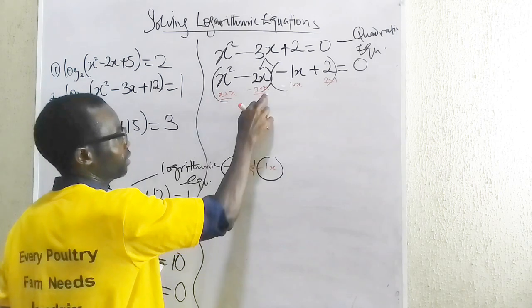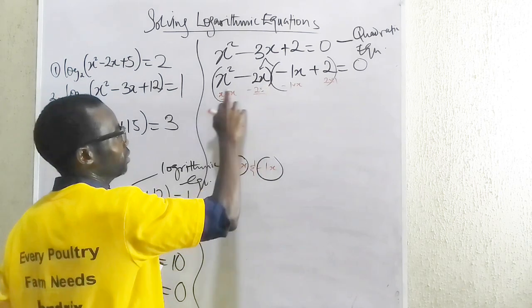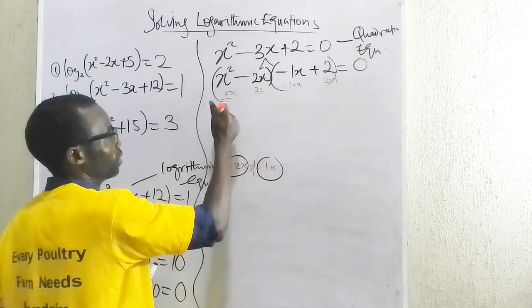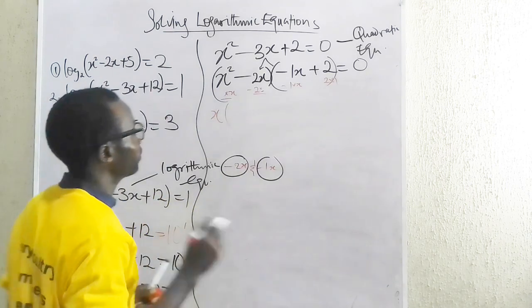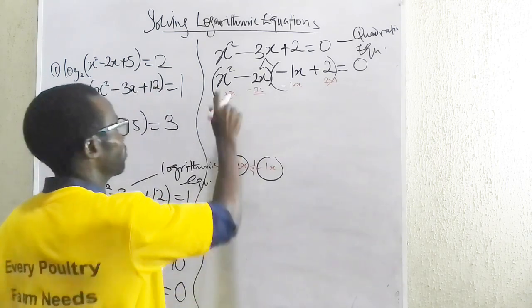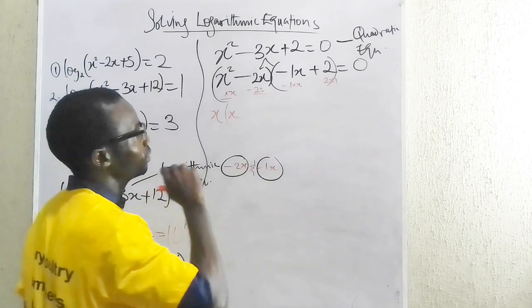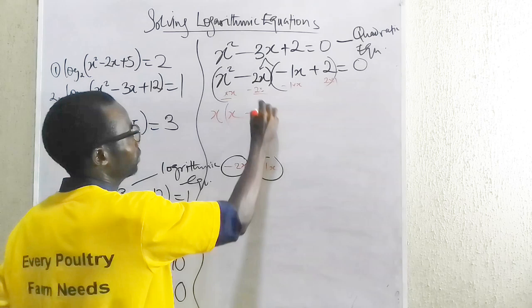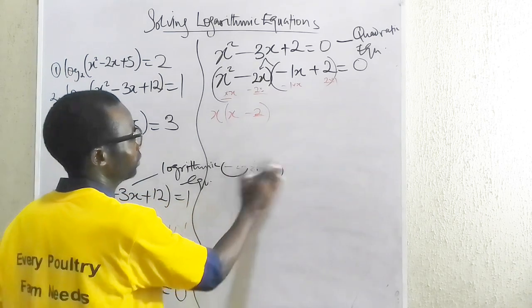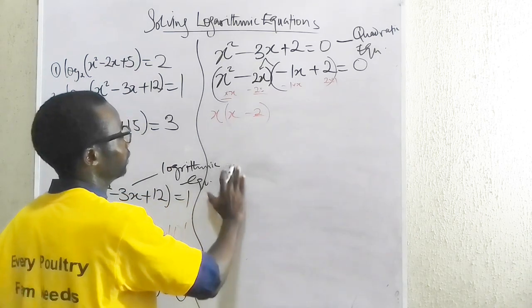Good. So let's see what is here that is also here. X is here, x is here. So let me remove the x and remove the x. So what do I have? I have x out. Then I go again. What is left here? X is left. What is left here? Minus 2 is left. So I close the brackets. That does it for that.